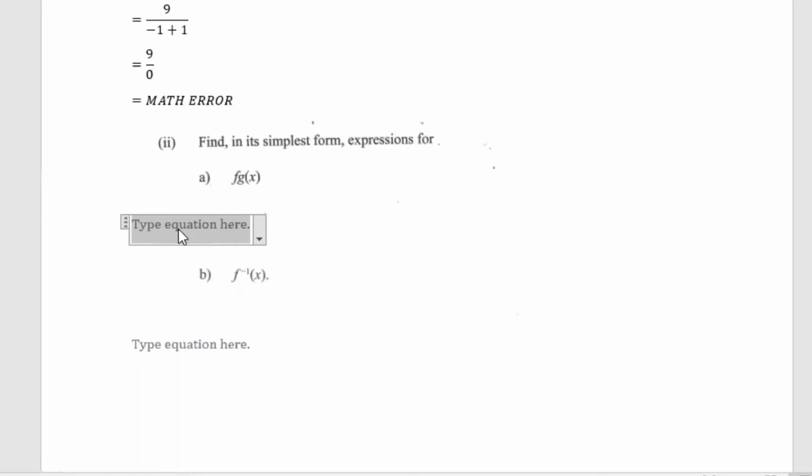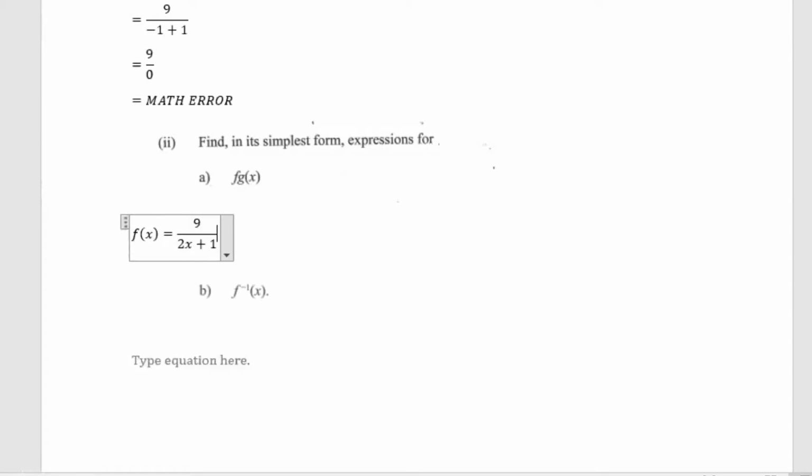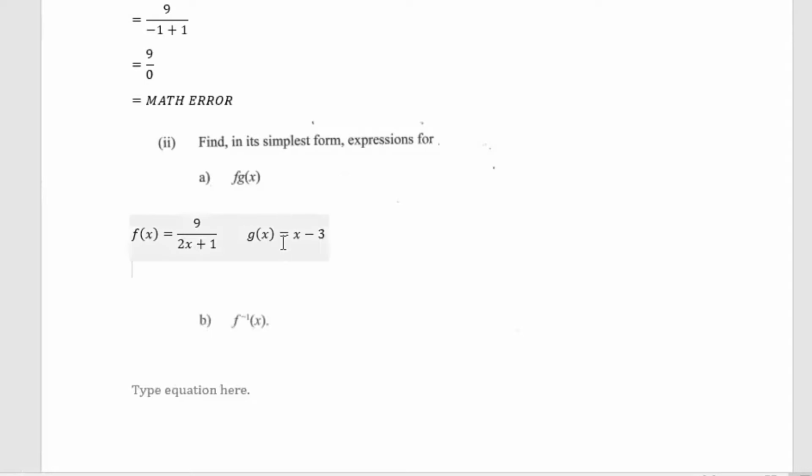Part 2 now says find in its simplest form expressions for fg of x. So what this is saying is that wherever in f we see x, we will replace it with g of x. So writing back the terms just in case you don't remember, f of x was equal to 9 divided by 2x plus 1, and g of x was equal to x minus 3. So now wherever in f we see x, we will replace it with g of x, so the terms x minus 3.